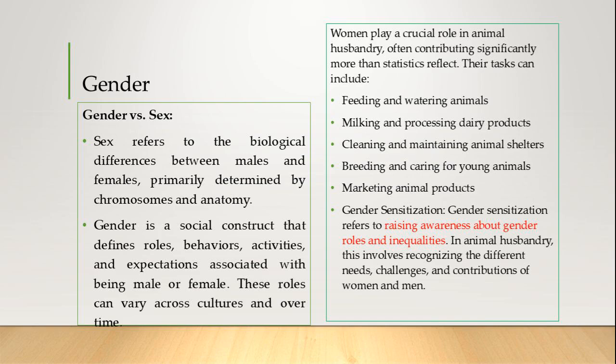These roles can vary across cultures and over time. Women play a crucial role in animal husbandry, often contributing significantly more than statistics reflect. Their tasks can include feeding and watering animals, milking and processing dairy products, cleaning and maintaining animal shelters, breeding and caring for young animals, marketing animal products.